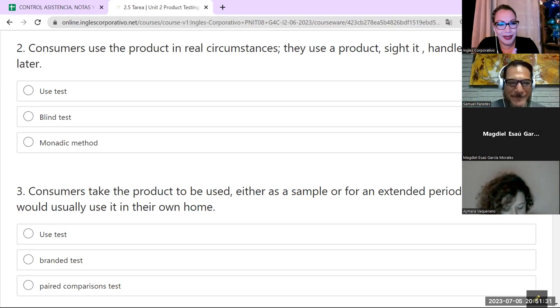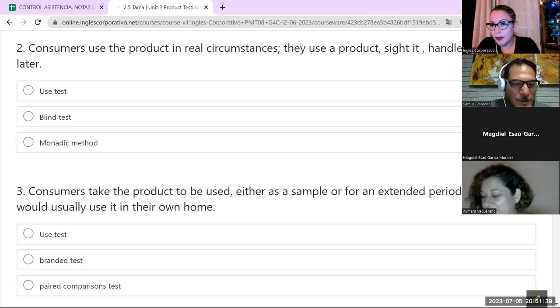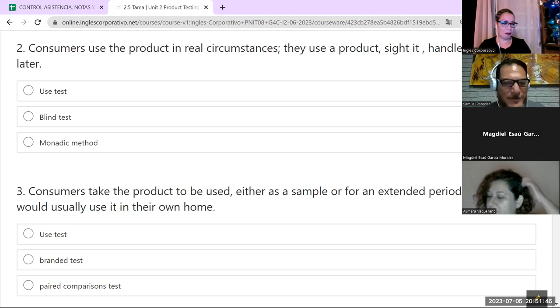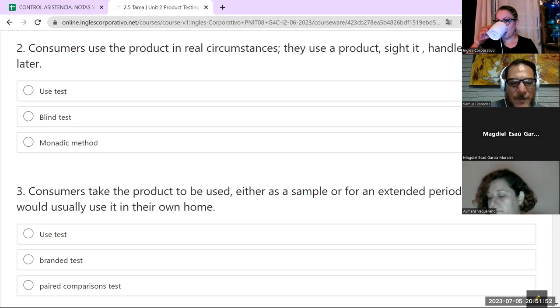Number three, consumers take the product to be used either as a sample for an extended period, and they will usually use it in their own home. What is the correct answer? Use test, random test, paired comparison test.